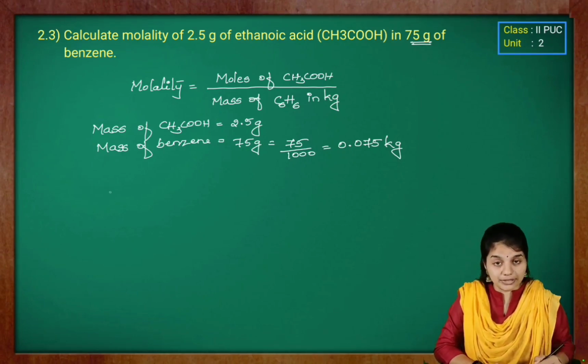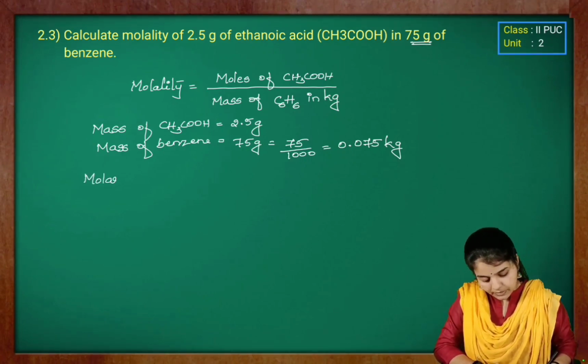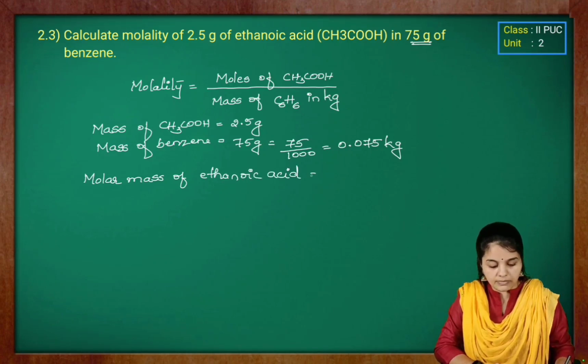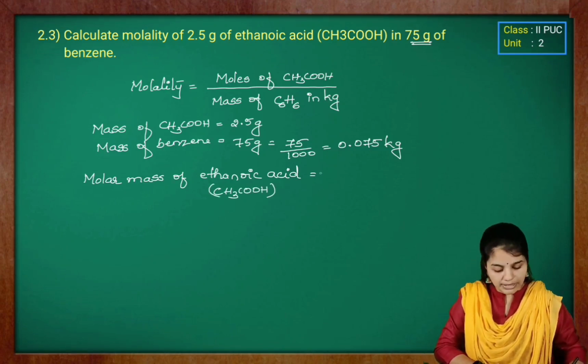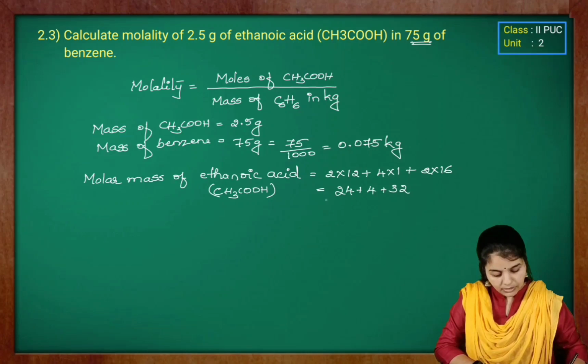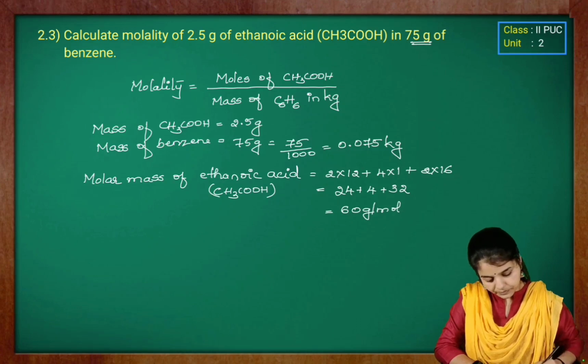Now in order to calculate moles of ethanoic acid, we require its molar mass. So the molar mass of ethanoic acid, formula is given, CH3COOH. So we have 2 carbon atoms, so 2 into 12, and we have 4 hydrogen atoms, 4 into 1, and we have 2 oxygen atoms, so 2 into 16. So we have 24 plus 4 plus 32. So the molar mass of ethanoic acid is 60 grams per mole.